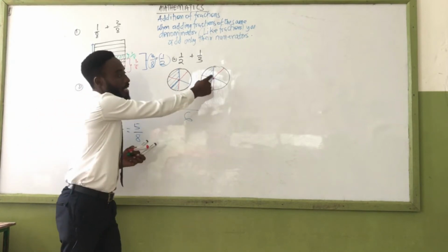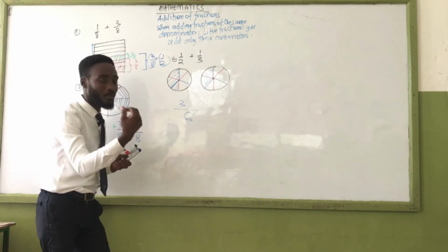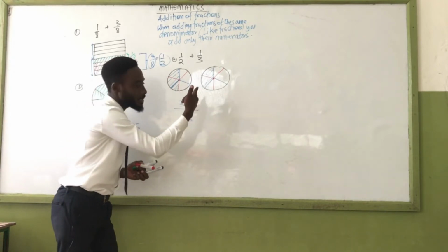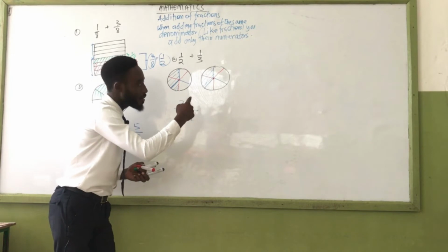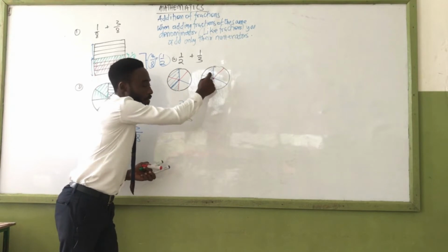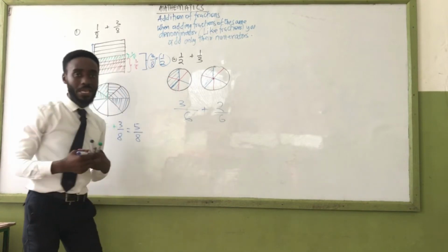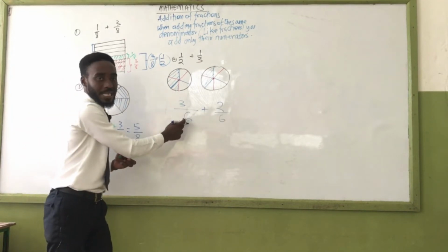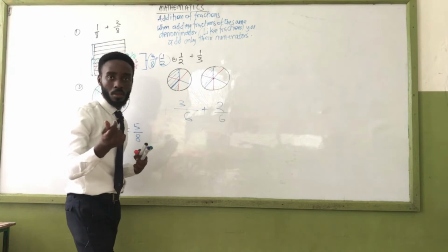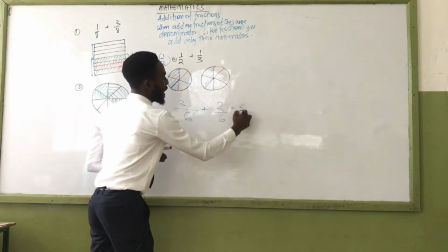So 3 out of 6. What about this place? What do you have here? 2 out of. Oh, can you please watch carefully? Watch again. You can see it. What's the total part? 6. So you have 2 out of 6. Is that okay? Yes. So now when we add 3 out of 6 plus 2 out of 6, what do we get? We would have 5 out of 6.